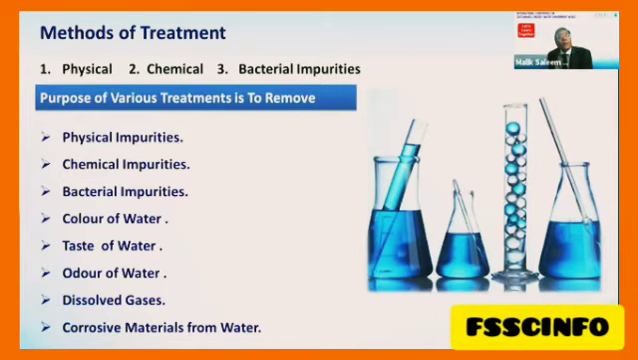I have already explained that we have two types of impurities in the water. One is suspended and the other is dissolved. Now, the methods of treatment we will discuss are separate for the suspended impurities and the dissolved impurities, and it also depends on what type of water you require. If you require drinking water, we'll have a different treatment scheme.